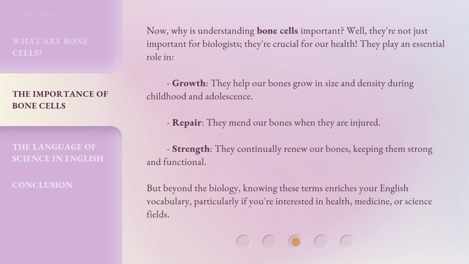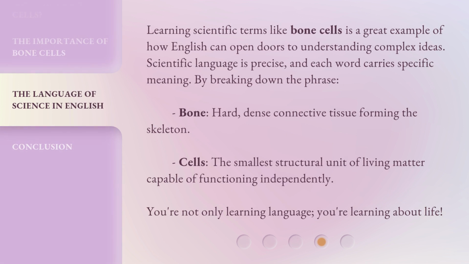But beyond the biology, knowing these terms enriches your English vocabulary, particularly if you're interested in health, medicine, or science fields. Learning scientific terms like bone cells is a great example of how English can open doors to understanding complex ideas. Scientific language is precise, and each word carries specific meaning. By breaking down the phrase: bone, hard, dense connective tissue forming the skeleton; cells, the smallest structural unit of living matter capable of functioning independently. You're not only learning language, you're learning about life.